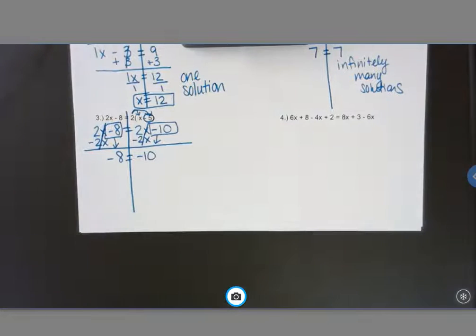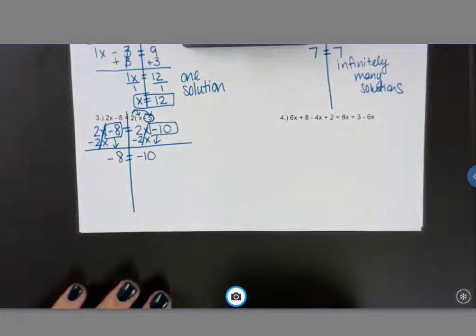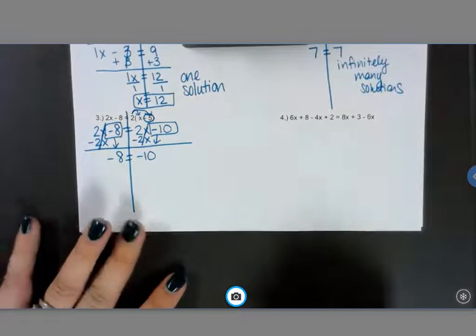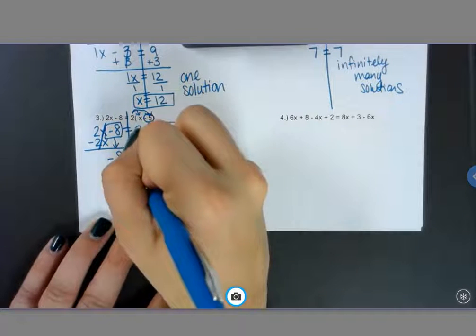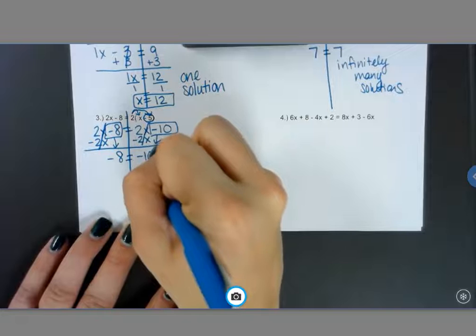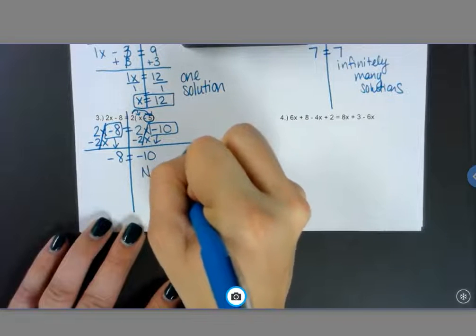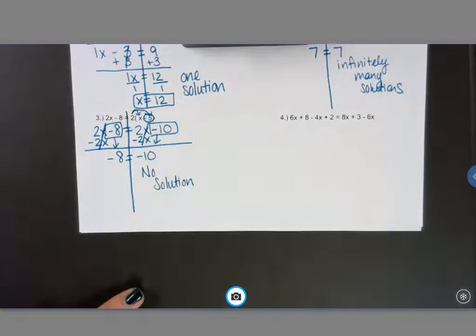Does negative 8 equal negative 10? Of course it does not. Those are not the same number. So we say no solution. There is no number that will ever allow the left side to equal the right side in this situation.